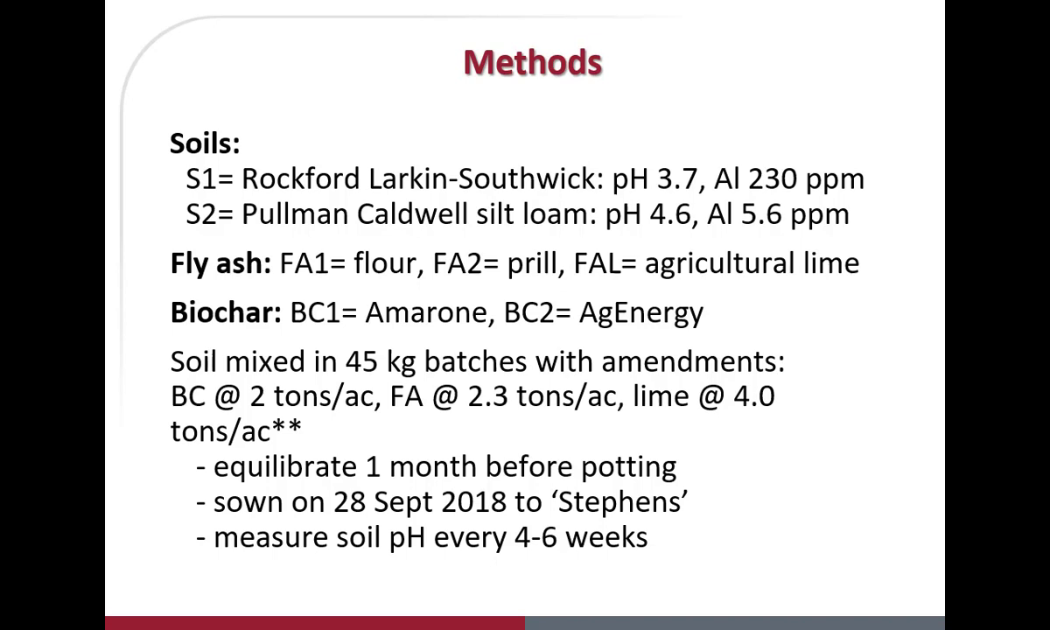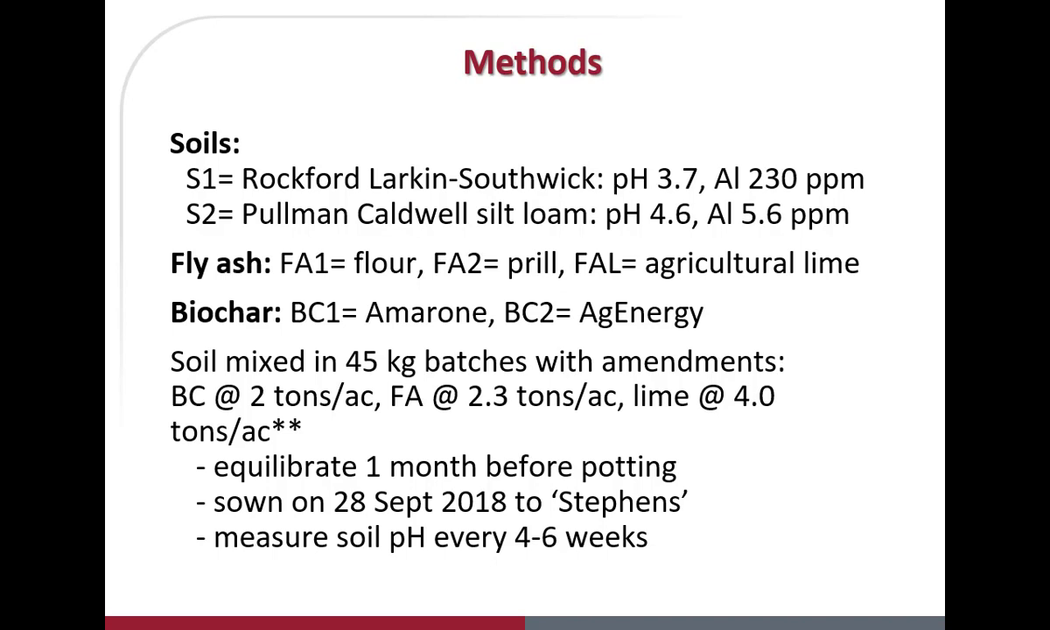We have two different forms of fly ash, same composition, but they come out of the process at different points in the process. And then two different types of biochar that we're working on. This Amarone here is a forest product biochar, and the other one is an Ag Energy, basically a wheat straw based biochar. So we've mixed these materials in all combinations.